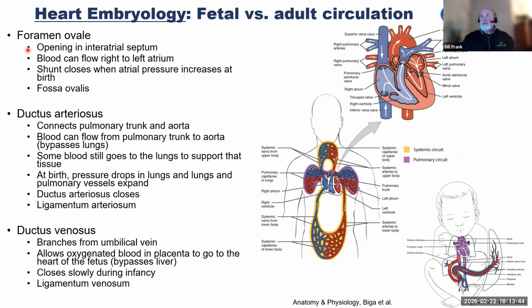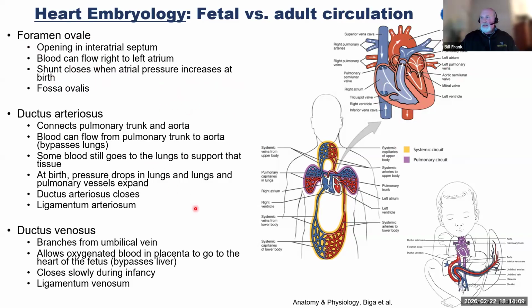So the three areas are going to be the foraminal valve, which is going to be an opening between the right and left atrium, which is going to allow blood to flow from the right to the left side of the heart so that it can go into systemic circulation. Okay, this shunt closes when the atrial pressure increases at birth, and it will end as the fossa ovalis.